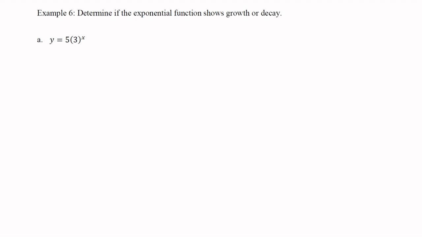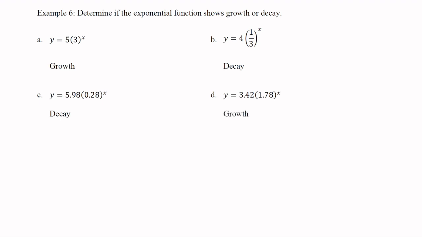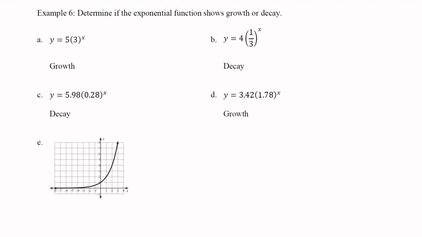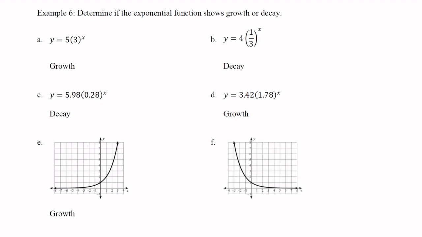For this one, our b value is 3. That is greater than 1, so it is growth. In this one, our b value is 1/3, which is between 0 and 1, which means it is decay. 0.28 is between 0 and 1, so we have decay. 1.78 is greater than 1, so we have growth. For this graph, it is increasing from left to right, so it is growth. And in this graph, we are decreasing from left to right, so we have decay.